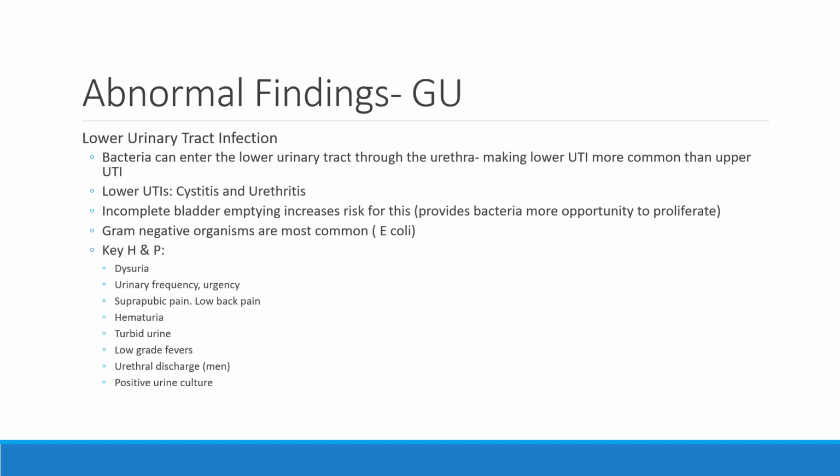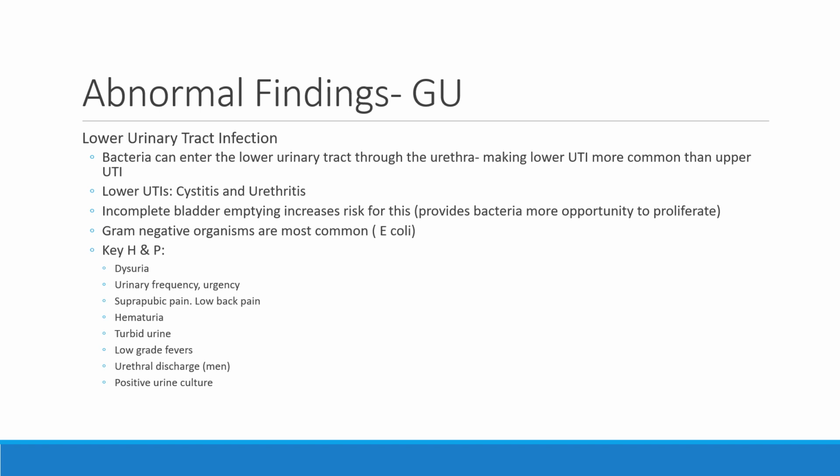So some abnormal GU findings include lower urinary tract infections, and this is when bacteria enter the lower urinary tract through the urethra, making lower UTIs more common than upper UTIs. Lower UTIs are of the bladder, which is cystitis, or urethra, which is urethritis. Incomplete bladder emptying increases the risk of this, and causes would include enlarged prostate, bladder or uterine prolapse, pregnancy. This provides the bacteria more opportunity to proliferate, and the most common organism seen is E.